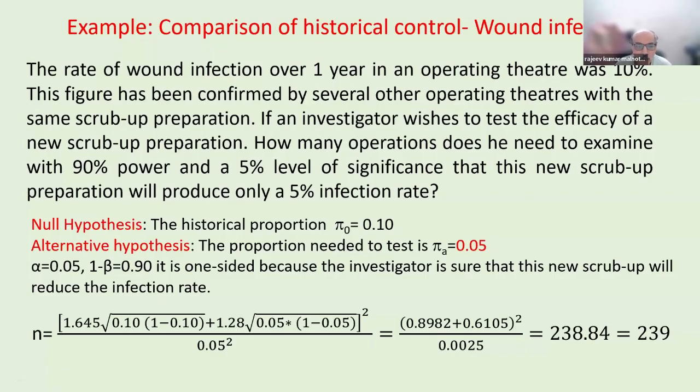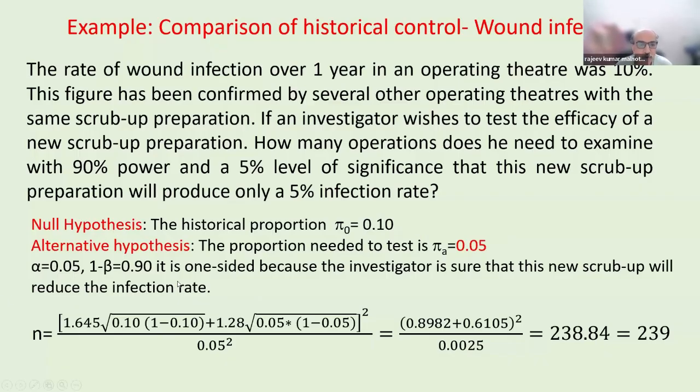So what is our null hypothesis? Historical is equal to 10%. My alternative hypothesis is equal to 5%. And here I am saying, assuming that the new method will not increase the infection rate, but it will decrease the infection rate. So that's why I am taking the one-sided instead of two-sided. So my alpha is equal to 0.05.